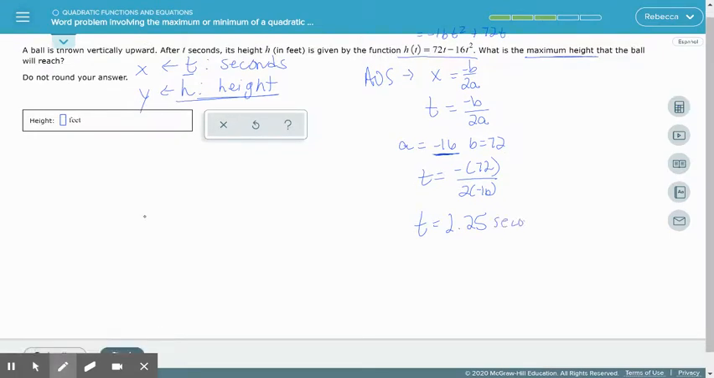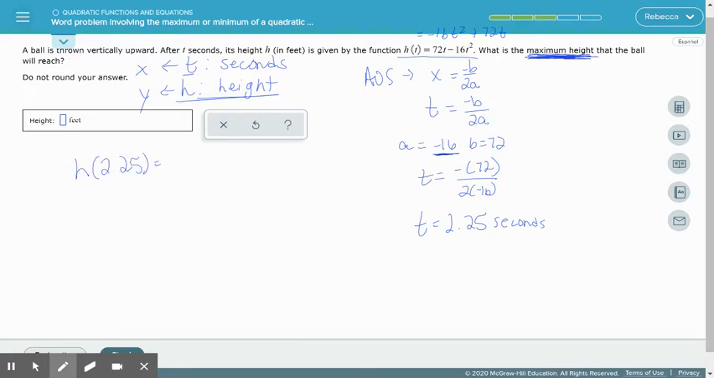But we're not worried about the time in this problem. We actually want the maximum height. So that's the tricky part about these problems, is remembering what you're solving for. So the maximum height is found by plugging in our t value into our function. So we want to take the height, or h, at 2.25 seconds.